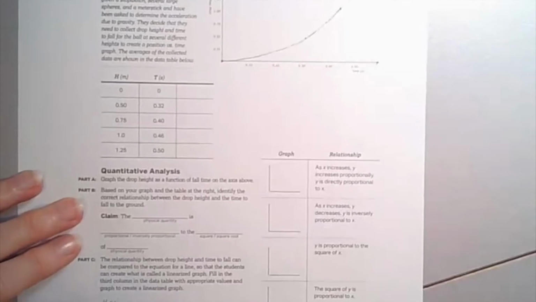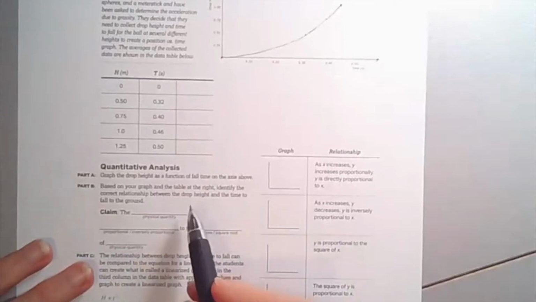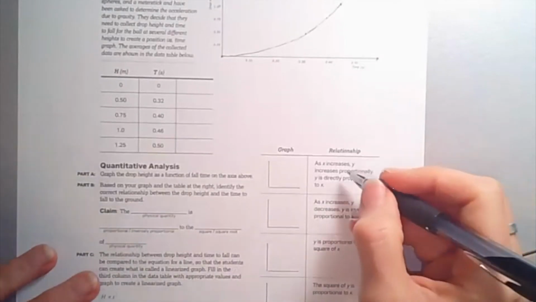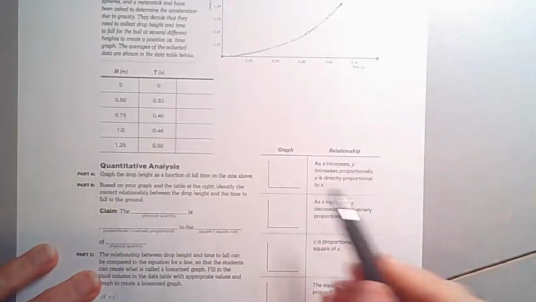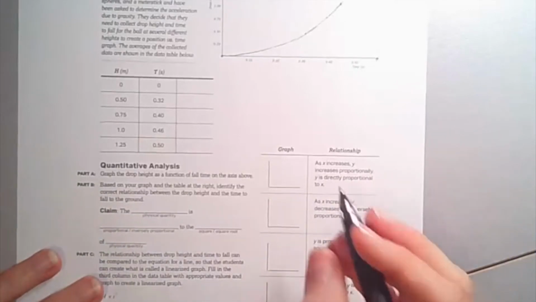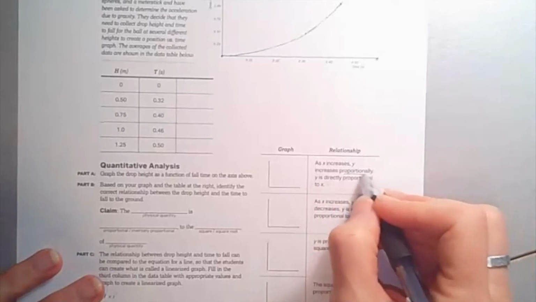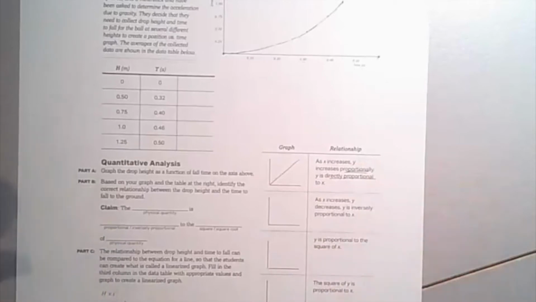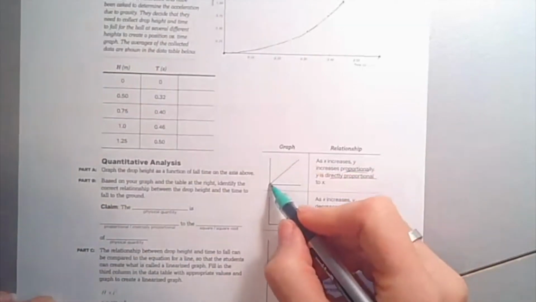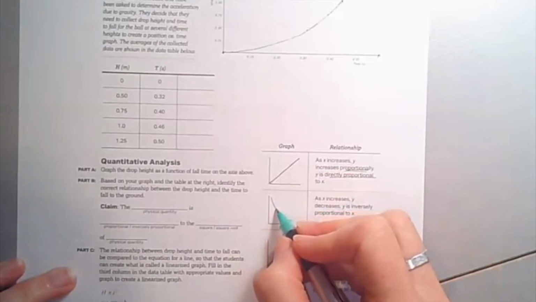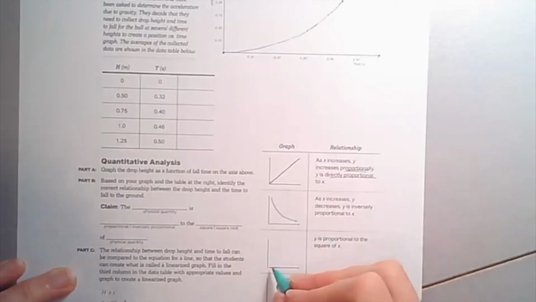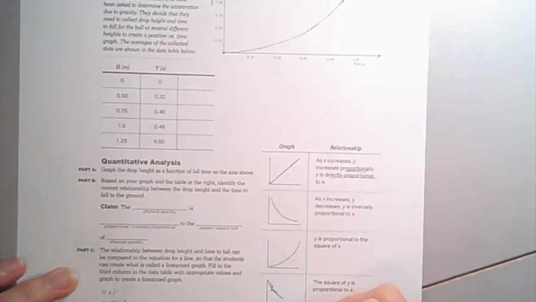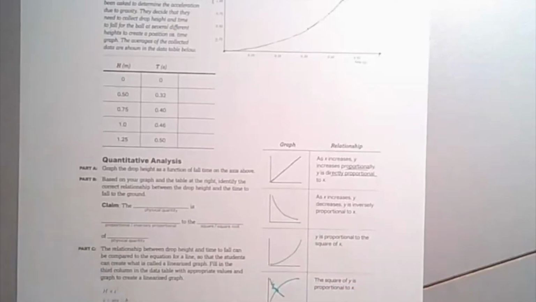Based on your graph and the table at the right, identify the correct relationship. You should know this. My printout again didn't come out fantastic, so let me just fill this in. If it's directly proportional, it's going to be linear. Inversely proportional looks like that. Proportional to the square looks like that.